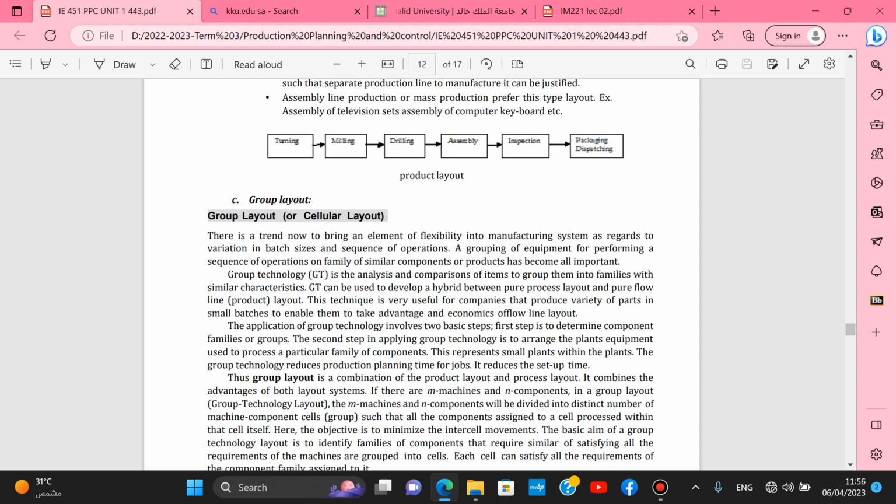The application of group technology involves two basic steps. First step is to determine component families or groups. The second step in applying group technology is to arrange the plant equipment used to process a particular family of components. يعني في الأول بنقسموا our products to a family or groups نفس النوعية عندهم نفس الكاركترستيك إلى آخره. وبعدين we arrange them through يعني plants of equipment using the same technology or the group of technology. Okay.